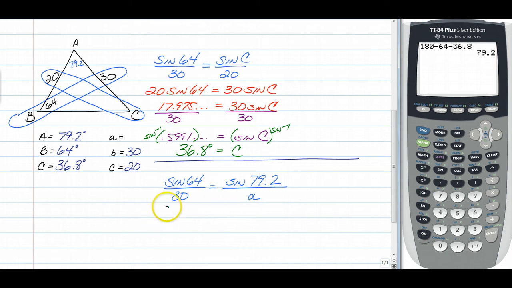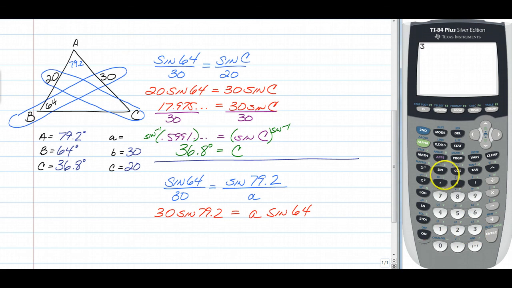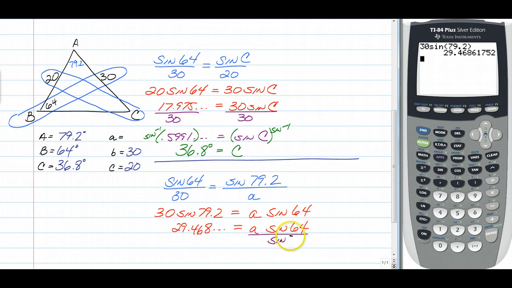And again, it's just cross multiplying. So the first thing you do is cross multiply, and you get 30 times the sine of 79.2 is equal to A times the sine of 64. So in your calculator, you can type 30 sine of 79.2, and you're going to get 29.468 yada yada yada is equal to A sine of 64. So now to get A, all you have to do is divide both sides by the sine of 64.